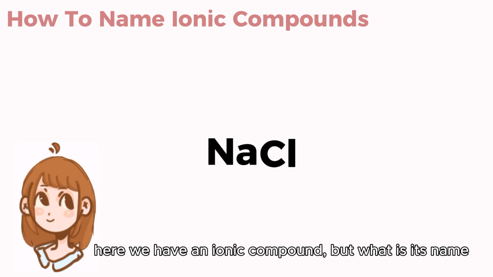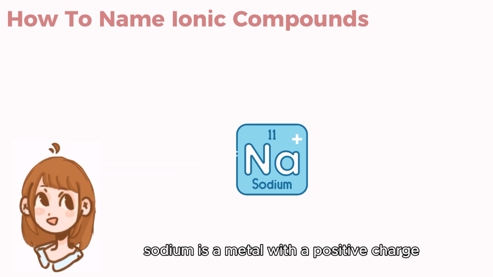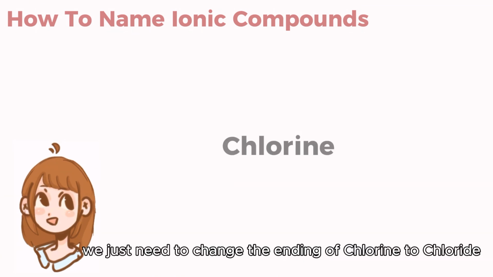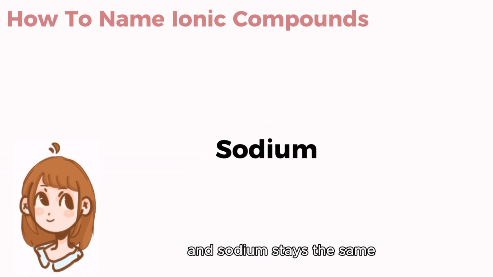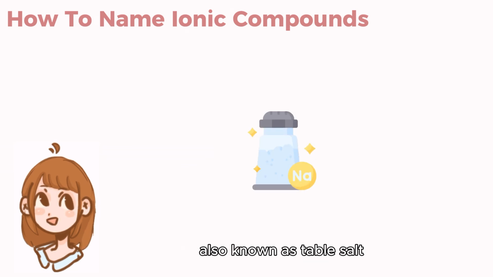Here we have an ionic compound, but what is its name? Well, as we can see, sodium is a metal with a positive charge and chlorine is a non-metal with a negative charge. Knowing this, we just need to change the ending of chlorine to chloride, and sodium stays the same. So the name of this compound is sodium chloride, also known as table salt.